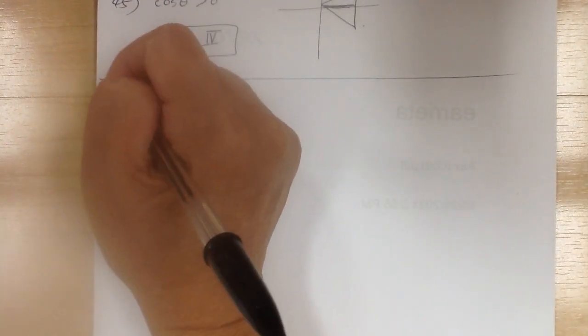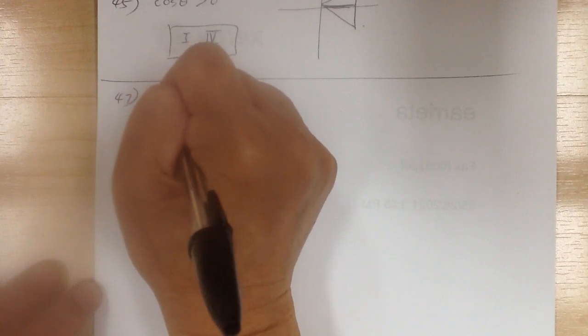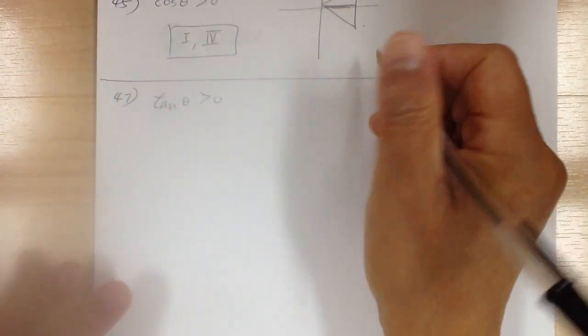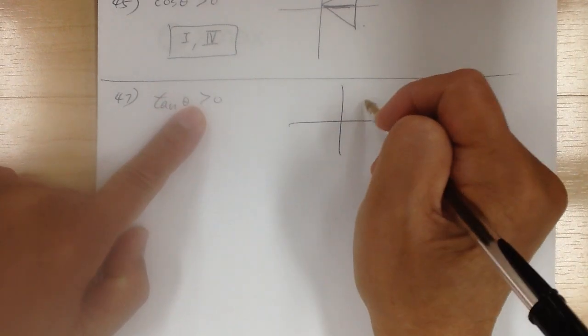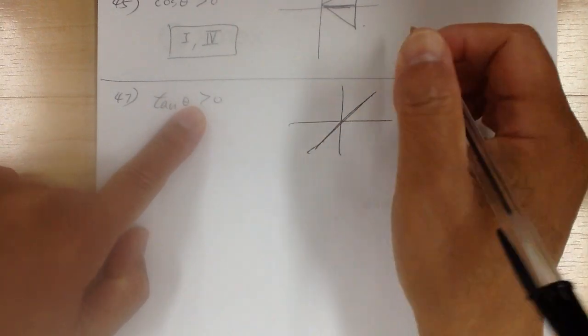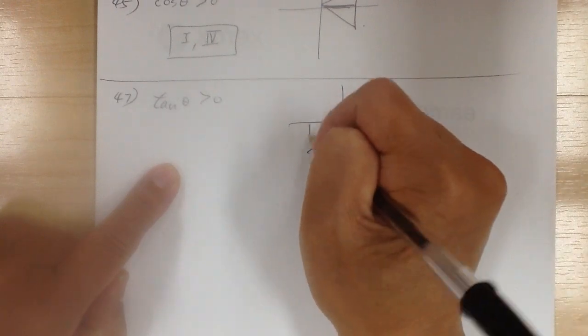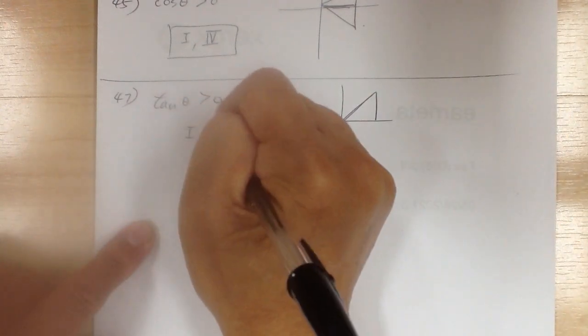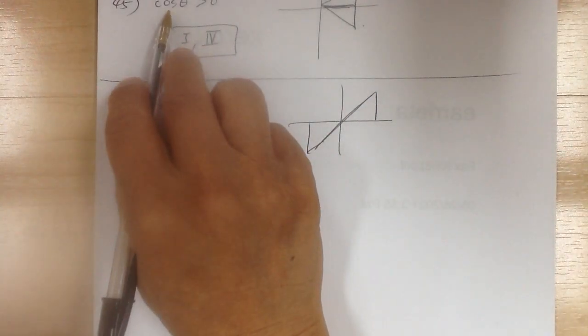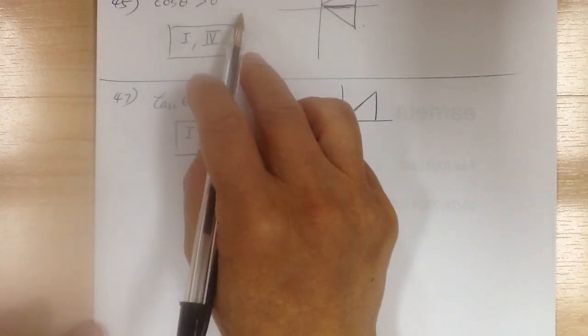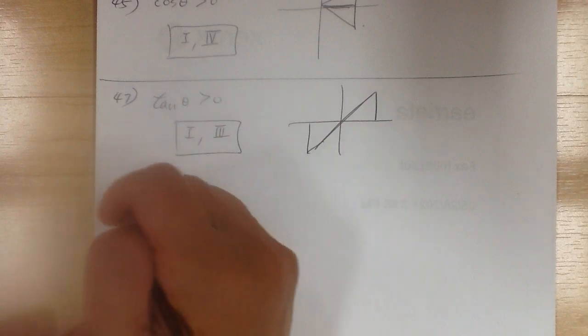Okay, 47. Tangent theta is greater than 0. Now tangent is a slope. So if slope is positive, it's going to go this way. Okay? And so you're going to get one here, so it's quadrant 1 and quadrant 3. Okay, good. Remember, cosine is horizontal, sine is vertical, tangent is slope.